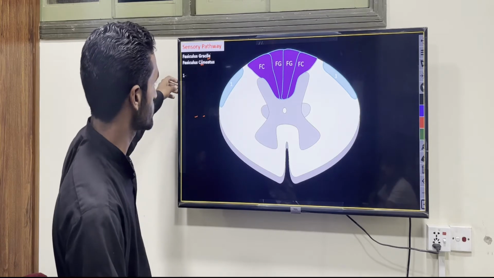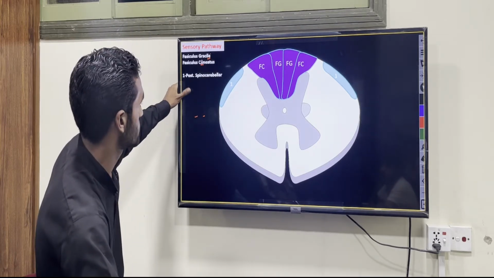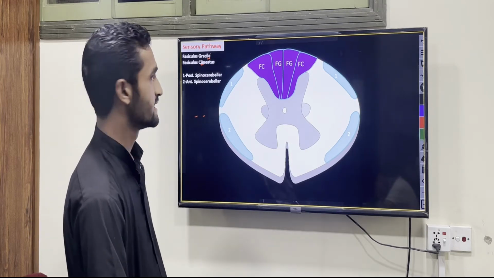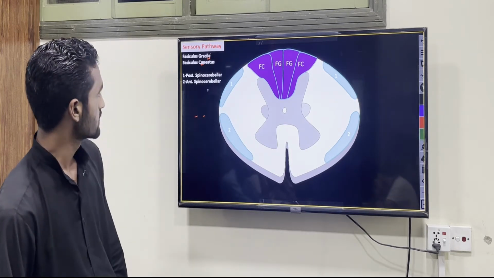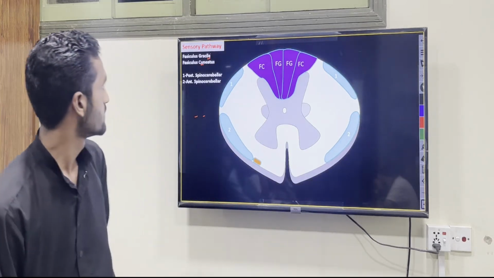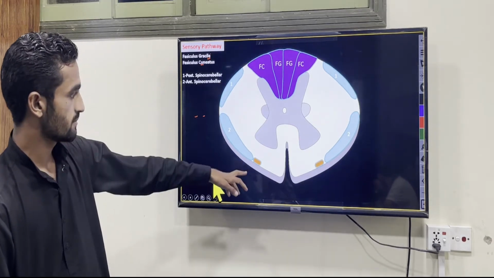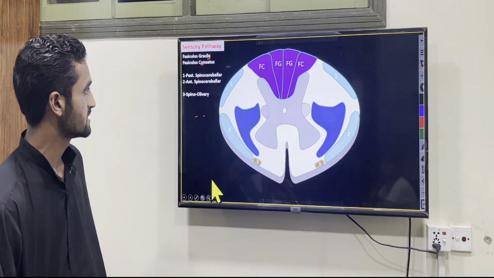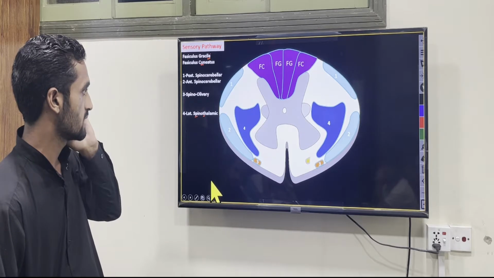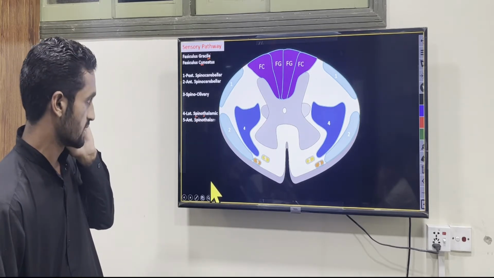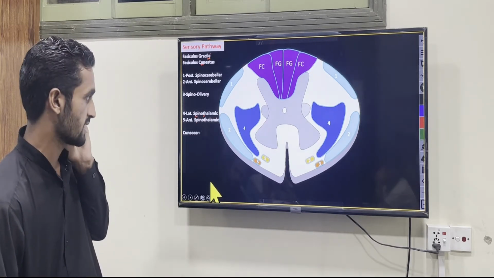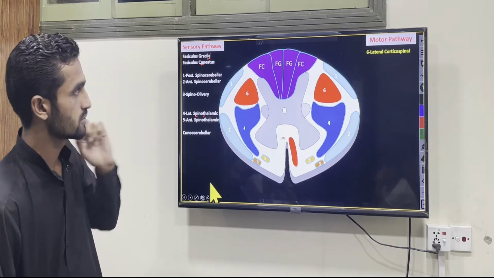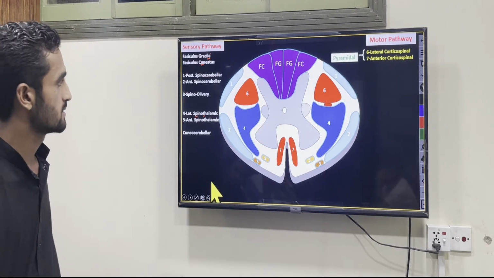These are your spinocerebellar pathways, one posterior and one anterior. If you follow, number 3 is the spino-olivary pathway, number 4 is your lateral spinothalamic, and the fifth is your anterior spinothalamic tract. Then the cuneocerebellar tract. I'm not going to discuss the motor pathways.